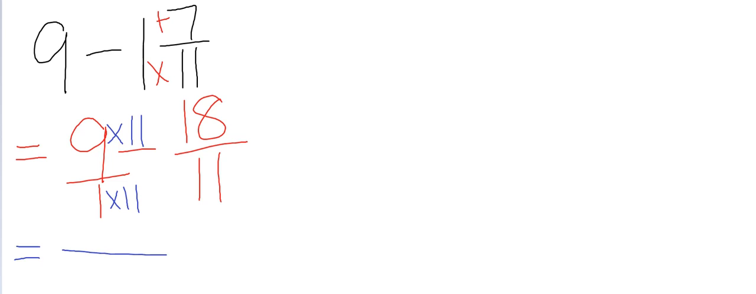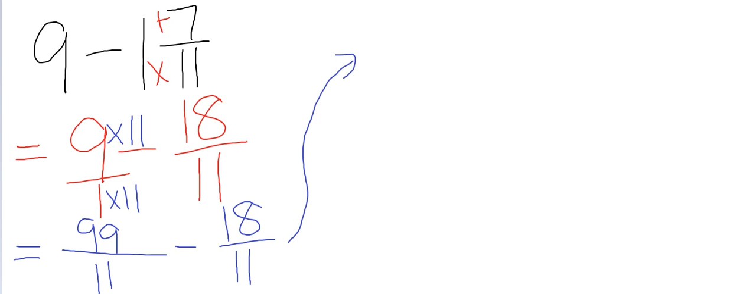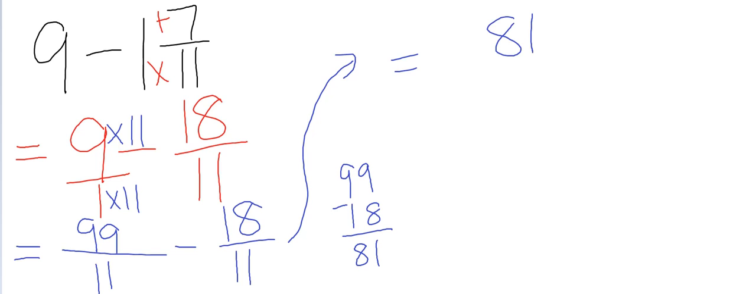So this would become 99 over 11 minus 18 over 11. I'm just going to continue it up here. So 99 minus 18, we can just do it at this side. That's going to equal 81 over 11. And that is our final answer.